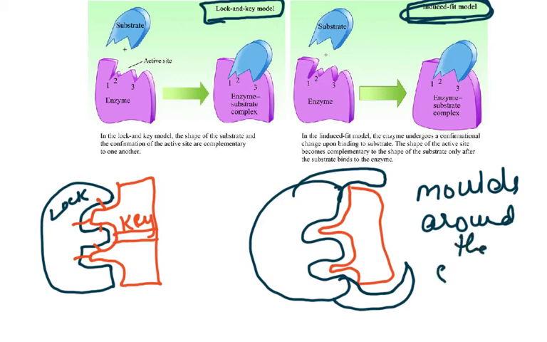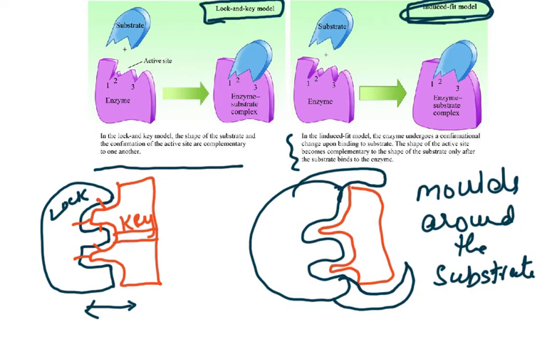Molds around the substrate. In the lock and key model, we did not say this. We just said that the shape of the substrate is complementary, so it fits into the active site. But in the induced fit model, the enzyme undergoes a conformational change upon binding to the substrate. The shape of the active site becomes complementary to the shape of the substrate only after the substrate binds to the enzyme. While in the lock and key model, the shape of the substrate and the conformation of the active site are complementary to one another.